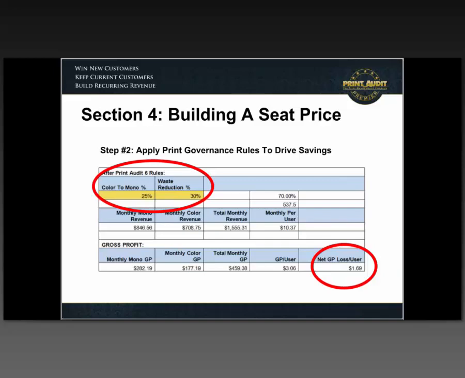Now, if I do that, here's the bad news part of the story so far. If I was just under a cost per page program, I would actually be losing $1.69 in gross profit per user. And that's not a very good thing. So in our cost per page model, trying to help a customer this way only leads to a loss in revenue. But of course, the story gets better than just that.